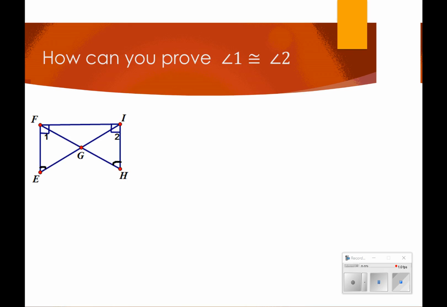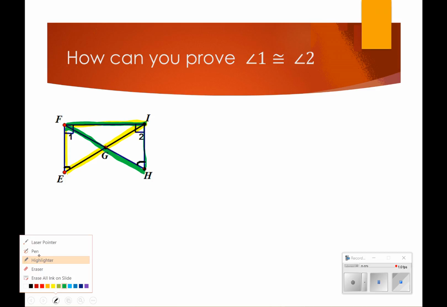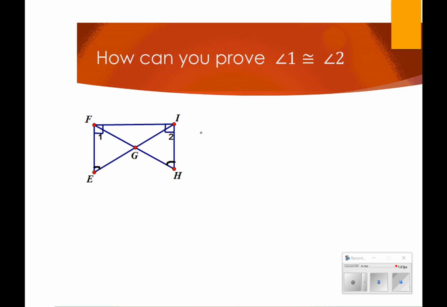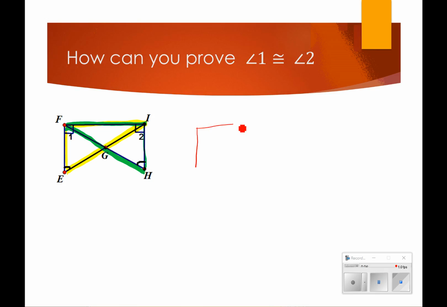All right. So how can I prove angle 1 is congruent to angle 2? On the notes that you guys have, I said redraw the triangles if we want to prove 1 is congruent to 2. But which triangles would we want to redraw? We would want to take this triangle right here. Okay. And we would want this triangle right here. Okay. So I'm going to redraw them so that I've got angle FIE.